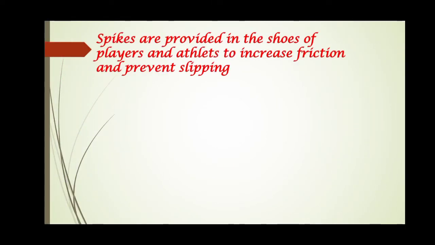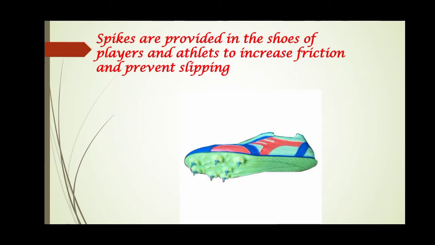Spikes are provided in the shoes of players and athletes to increase friction and prevent slipping. The players and athletes have to run fast, so greater friction is required between the soles of their shoes and ground to prevent slipping. To increase friction, spikes are provided in the soles of shoes worn by players and athletes.